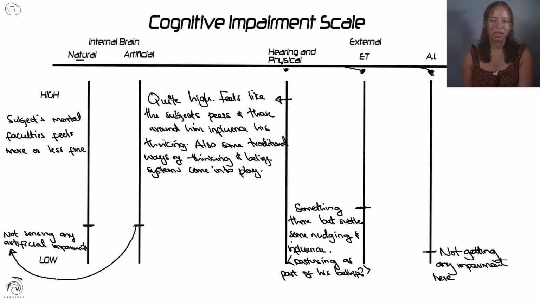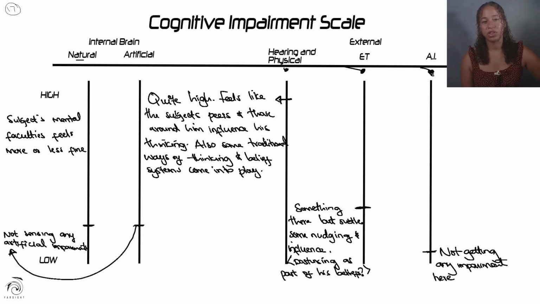All right, staying with subject F, let's do a cognitive impairment scale. So moving into his internal brain, starting with the natural internal brain. It feels like his mental faculties are more or less fine. So I'm going to put this at a low scale. It just doesn't feel like there's much natural impairment. Moving to the artificial side of his internal brain, still feels like it's low. I don't sense any kind of artificial impairments that are taking place here.